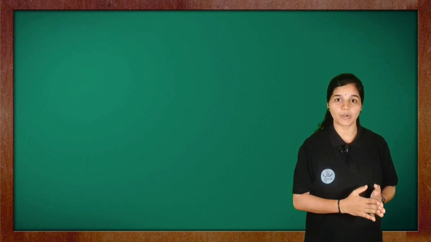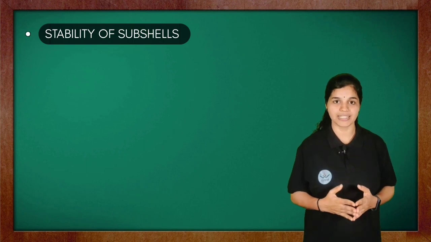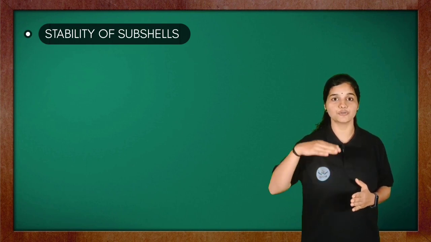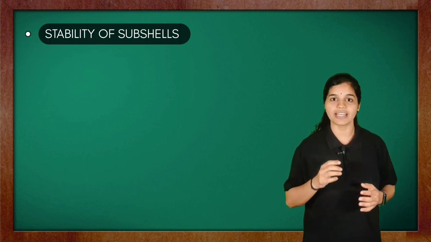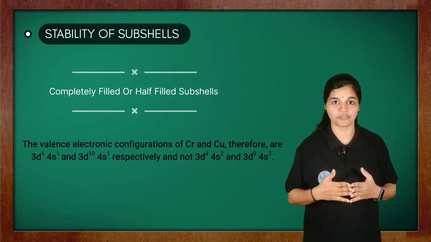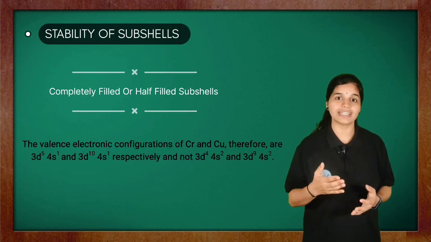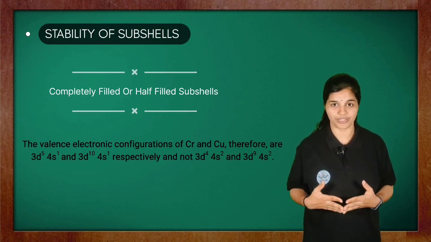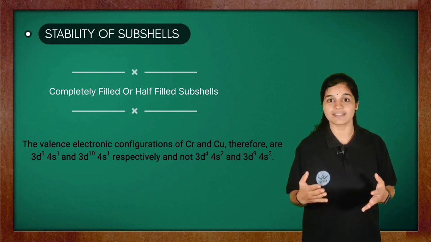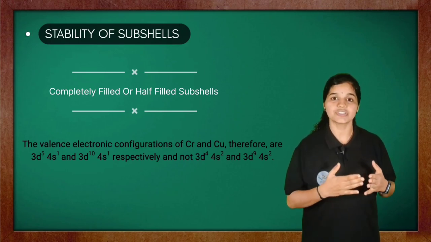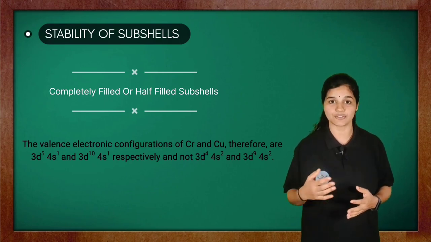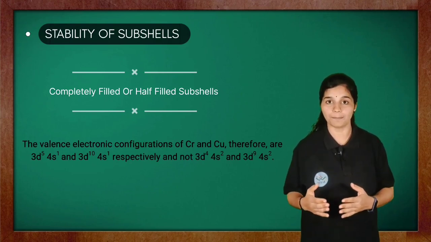In certain elements like copper or chromium, where the two subshells differ slightly in their energies, an electron shifts from a subshell of lower energy to a subshell of higher energy, only if the higher energy subshell is getting either completely filled or half filled. The valence electronic configuration of chromium is therefore 3d5 4s1 and not 3d4 4s2, whereas the electronic configuration of copper is 3d10 4s1 and not 3d9 4s2. This shift of electrons takes place due to the extra stability associated with the electronic configurations which are half filled or completely filled.